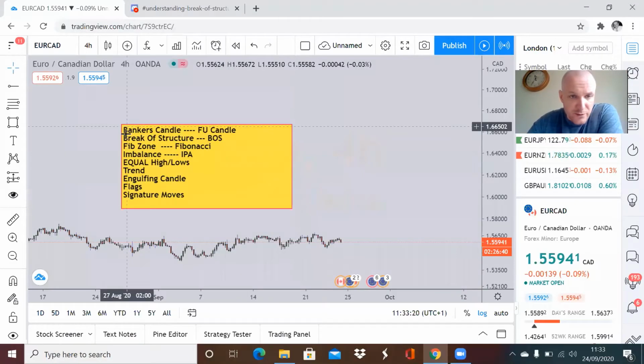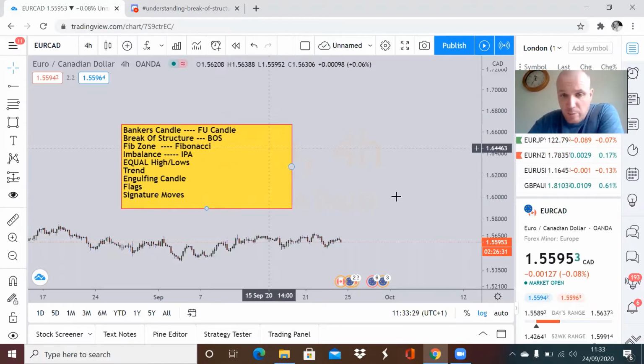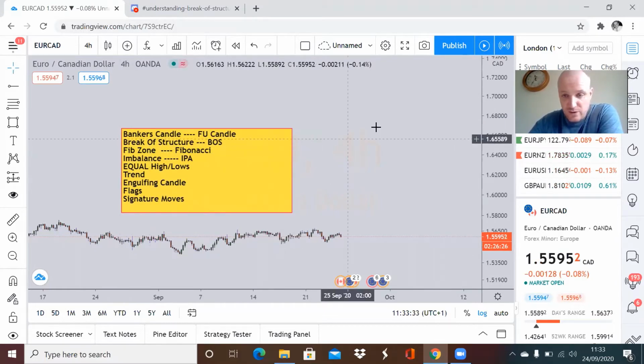So what we've got, we've gone through the banker's candle, also known as an FU. We've gone through the breaker structure and what we look for with that in two different parts. Look back on those if you need to. We are now going to be looking at Fib zones and Fibonacci.